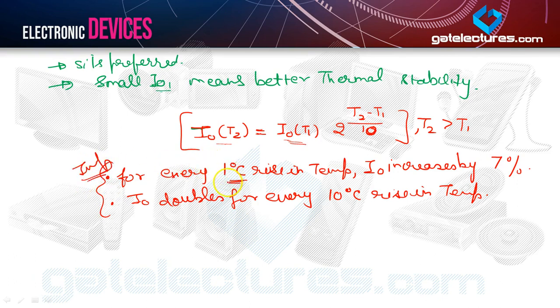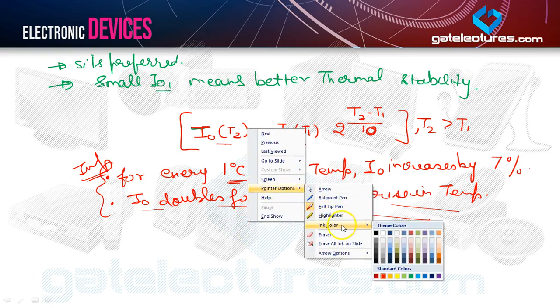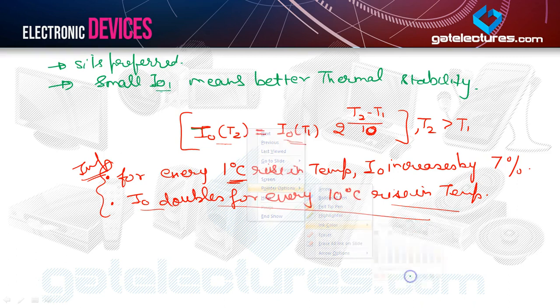So for every 1 degree rise in temperature, I naught increases by 7%, and I naught doubles for every 10 degree rise in temperature. These two points are very important, and you anyhow have to remember them, because most of the concepts and most of the questions are dependent on these.